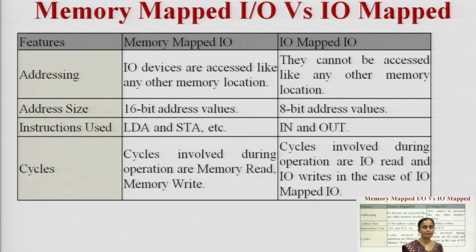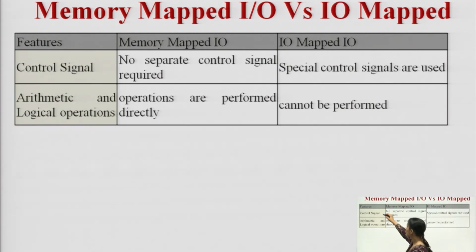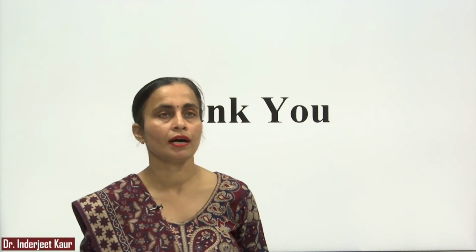If we discuss memory mapped versus IO mapped, we may differentiate among them based on the addressing, their address size, the different cycles, their register communication, their space involved, their input output or memory access, the different control signals, and different arithmetic and logical operations. So, this was all about the IO interface, the need of IO interface, and the two types, that is the IO mapped and the memory mapped.